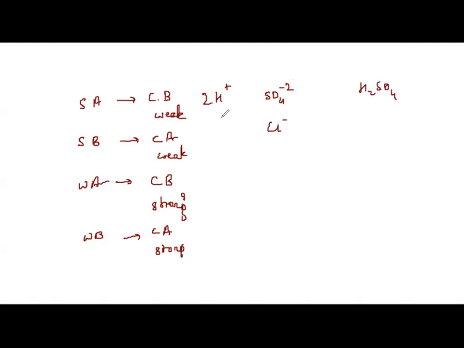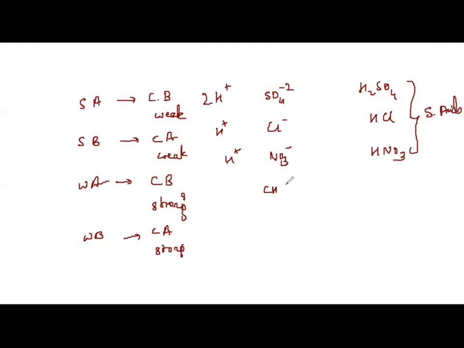Cl- ion is formed how? By removing one H+ ion. And HCl is what? It is also a strong acid. And NO3- ion is formed how? By removing one H+ ion. So HNO3 is also a strong acid. I hope you know what strong acids are. They dissociate completely in solutions.